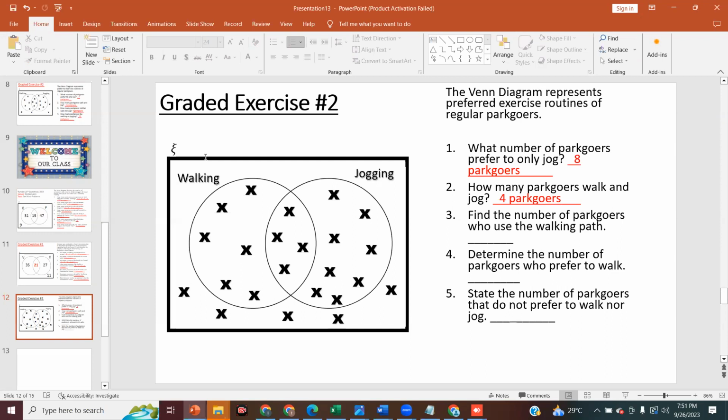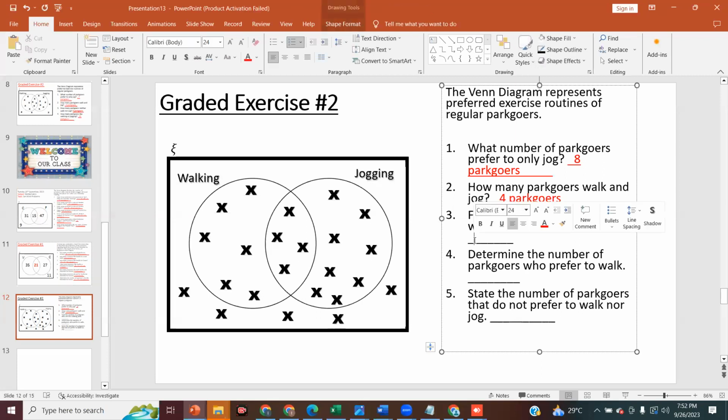Can I also answer? Go ahead, Sabria. I got 9 because I added the ones inside the walking circle and the one in the intersection. Very good, Sabria. They asked for the walking path. So who do you think is going to be on the walking path? The walkers. All right. So the persons using the walking path are the walkers. So it's going to be 1, 2, 3, 4, 5, 6, 7, 8, 9, and 10. So the answer is 10.